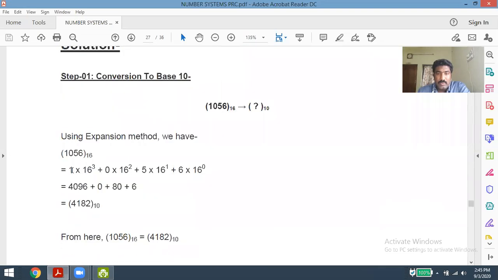So first we use the expansion method. In the expansion method, for the given problem 1056 base 16, we get 6 into 16 power 0 plus 5 into 16 power 1 plus 0 into 16 power 2 plus 1 into 16 power 3. So we will get the value here 4182 base 10.